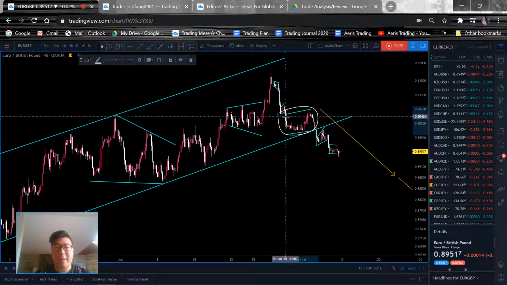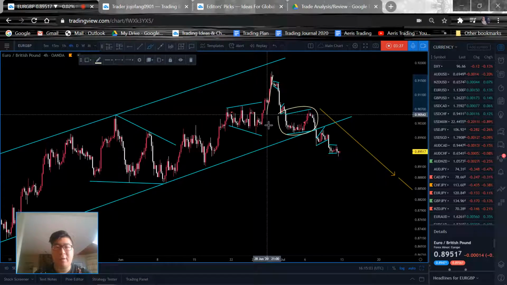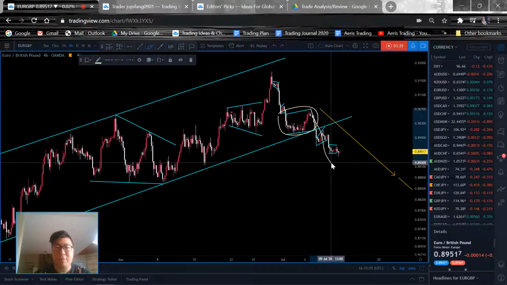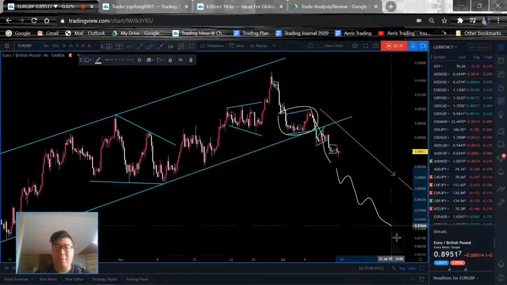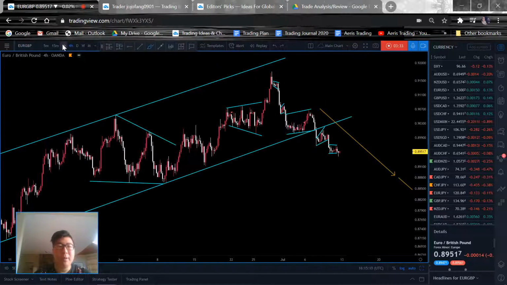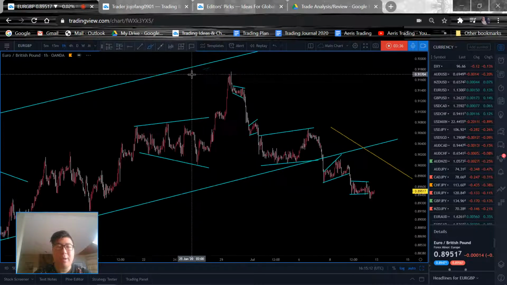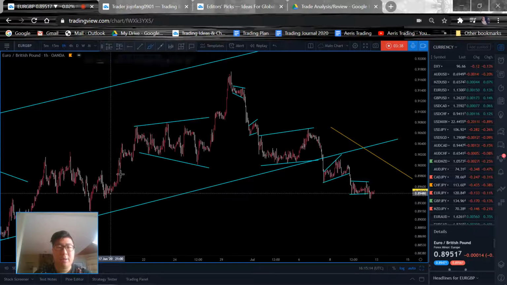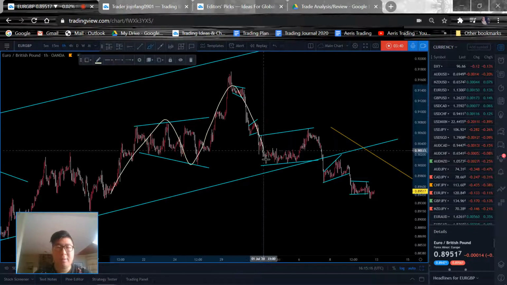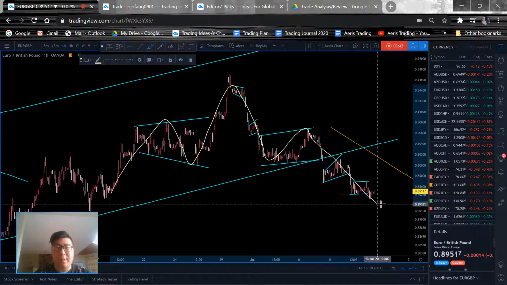Okay, so that is exactly what happened. We do have a correction followed by an impulse. So I'm looking for a short down and possibly more and more as we go. So going down to the 1 hour chart, we understand the nature of the market, we see this head and shoulders pattern, and we're looking for more downside.